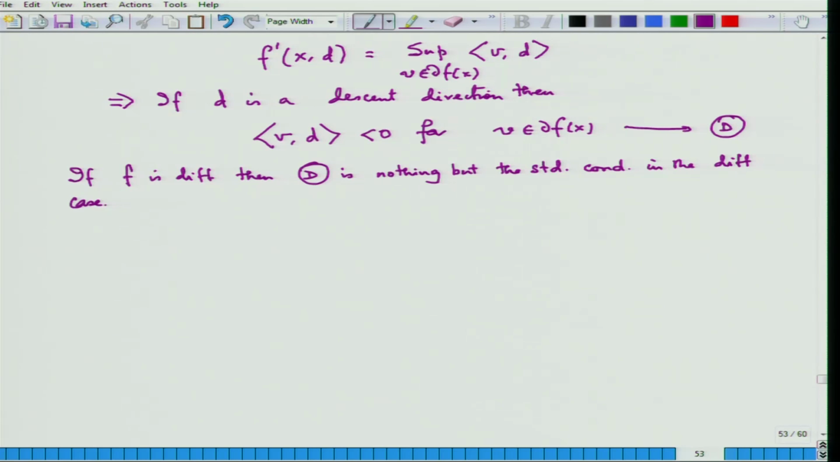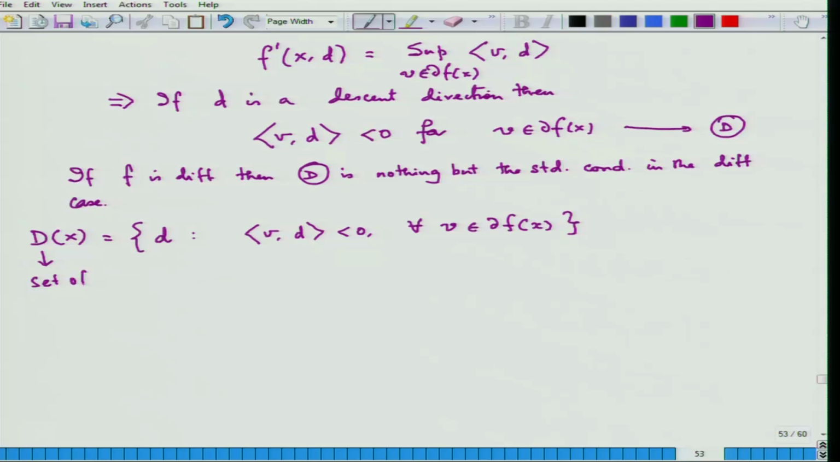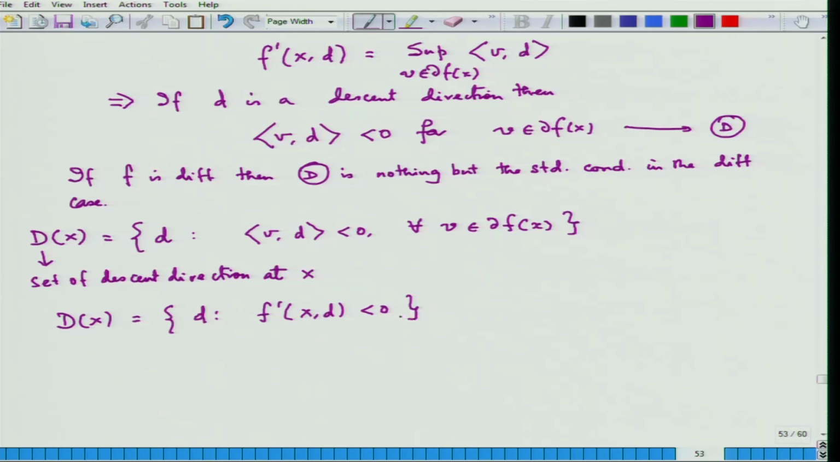Okay. Once this is done, let us draw some little pictures to have an idea what a descent direction means. So, let me collect the set D such that v d is strictly less than 0 for all v element of del f x. This is called the set of descent directions at x. Of course, we can also write D(x) as the set of d such that f dash x d is strictly less than 0, they are the same thing.